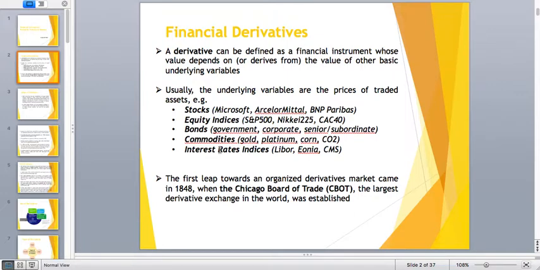You would know that nowadays there is a lot of derivatives trading going on in terms of carbon credits also. So anything that you can think of, you can have a derivative contract on that.